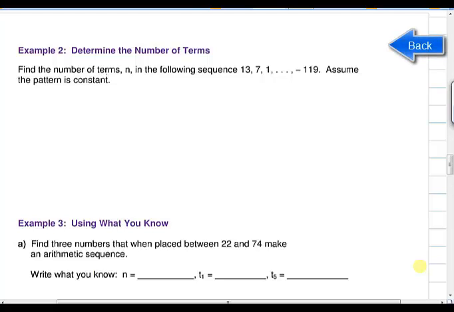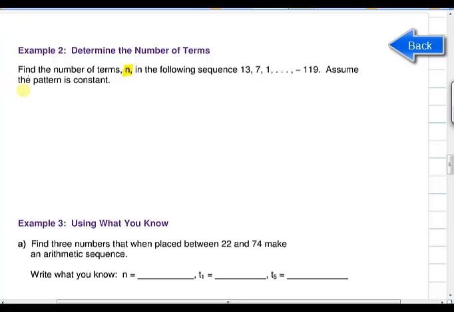So example 2, determine the number of terms. Find the number of terms n in the following sequence: 13, 7, 1, ... -119. Assume the pattern is constant. Okay, so you're being asked to find the number of terms, which means you want to find the value for the variable n.